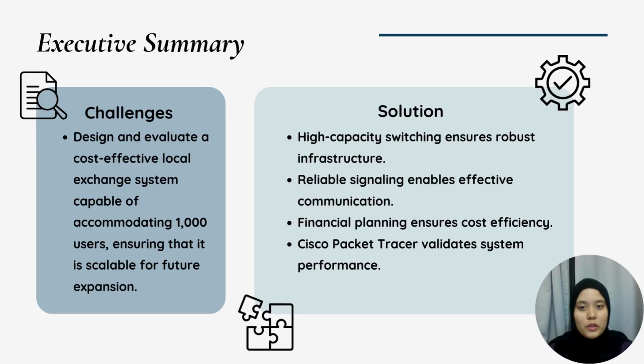Now we continue with the executive summary. We have the challenges and solution. For the challenges, we need to design and evaluate a cost-effective local exchange system capable of 1,000 users and ensuring that it is scalable for future expansion. For the solution, we have four steps right here. We need high capacity switching, robust infrastructure, and reliable signaling to enable effective communication. The third one is financial planning, ensuring cost efficiency, and the last one is to use Cisco Packet Tracer to validate system performance.